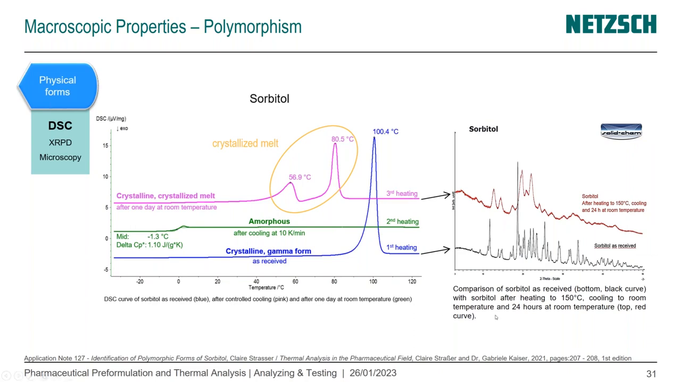But when we compare our material, that is the gamma form, with the third heating, with this product that we obtained here, we see that we have something completely different. So it's the same sorbitol, but the molecules are rearranged in different lattices. With time, it goes to the gamma form.